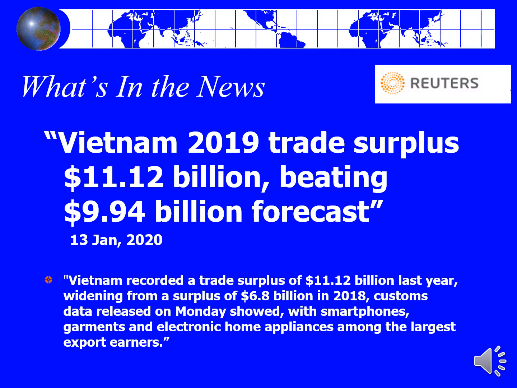Vietnam 2019 trade surplus $11.12 billion, beating $9.94 billion forecast. Actually, exports in 2019 rose a little over 8%, while imports only rose about 7%. In other words, exports are growing faster than imports. That's good. That means your country is bringing in more money than they are spending.